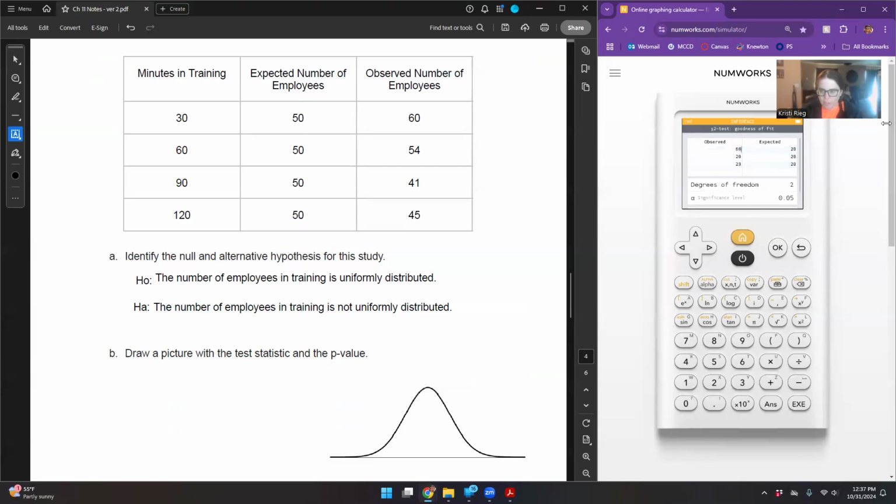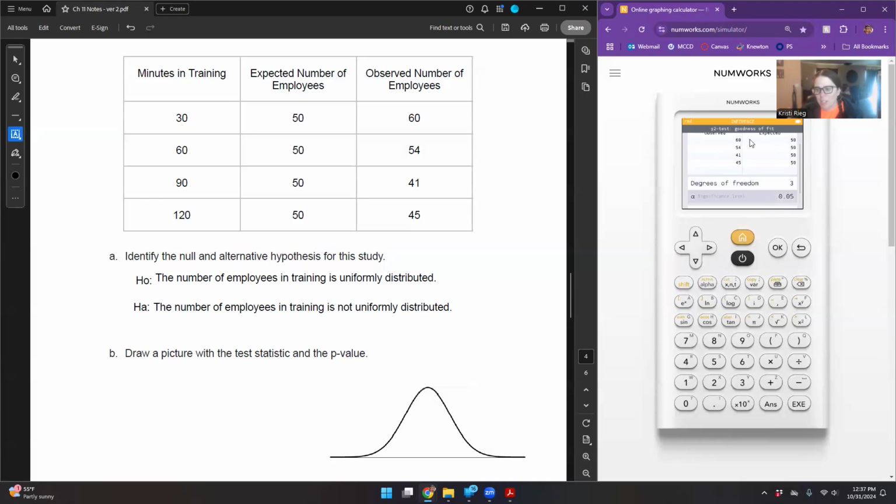Observed is first, so 60, 54, 41, and 45. Expected is all 50s. It told me my degrees of freedom is 3. I never even typed this in. I hit OK. Well, I guess I could. What would happen if I changed it? I don't know why I would change it. So let's just pretend I didn't do that. I don't want to mess it up. Okay.